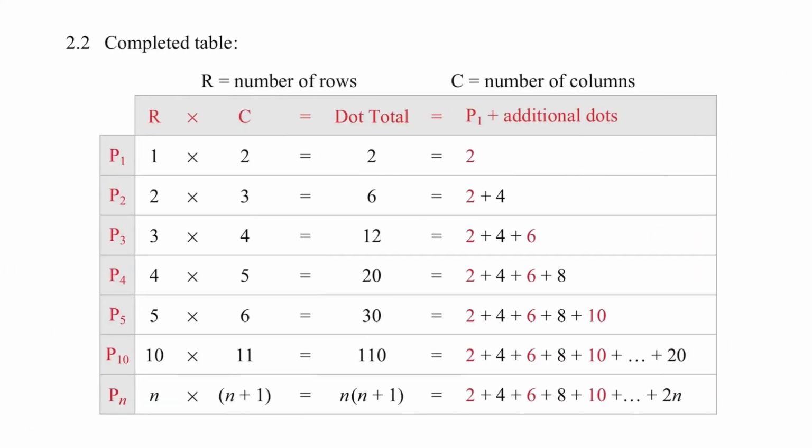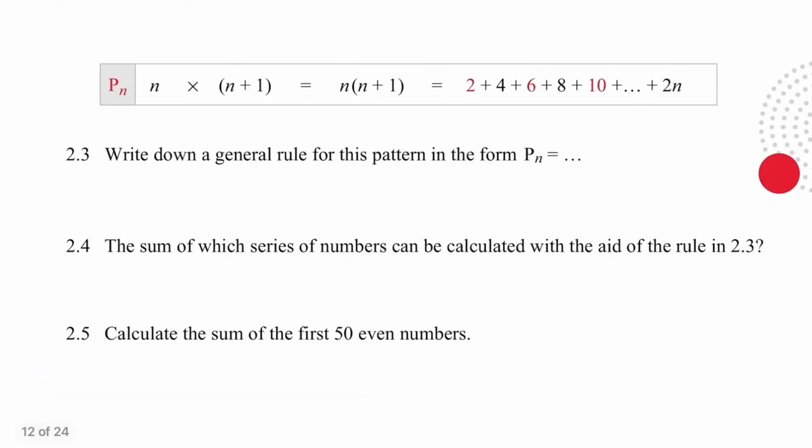Okay, so we'll start this together from pattern 10. You multiply 10 by 1 more, which is 11. You get 110. The last value of the even numbers that you're adding is twice the position, so that's going to be 20. Your formula is going to be n multiplied by n plus 1, because you need 1 more. The short way of writing that would be n times n plus 1, and the last number in the expanded version is double the pattern number. Pause the video, answer these questions, and then we'll look at them together.